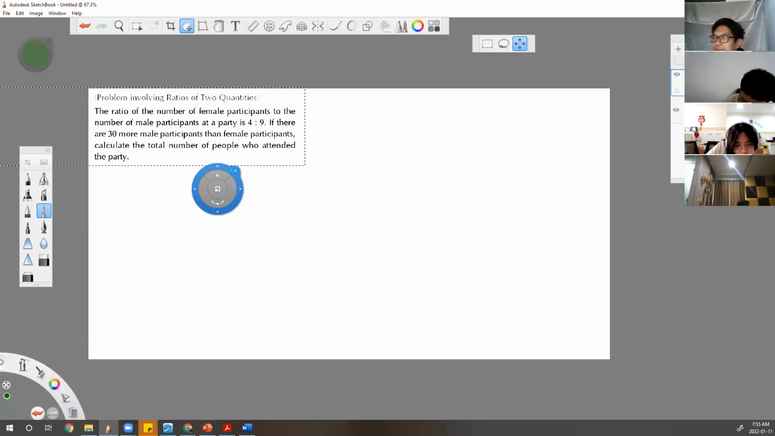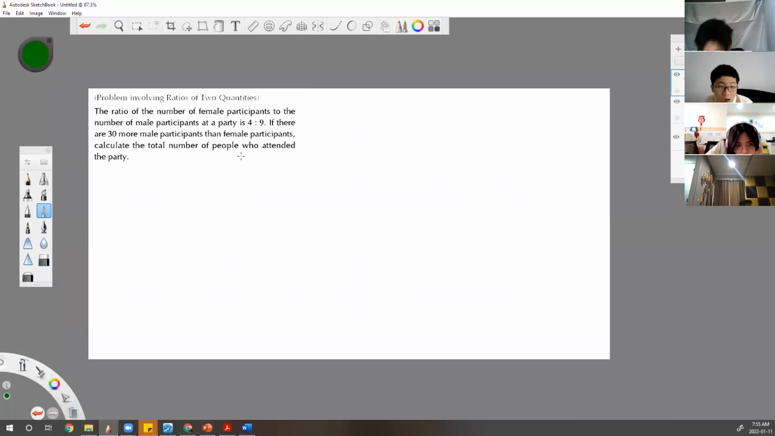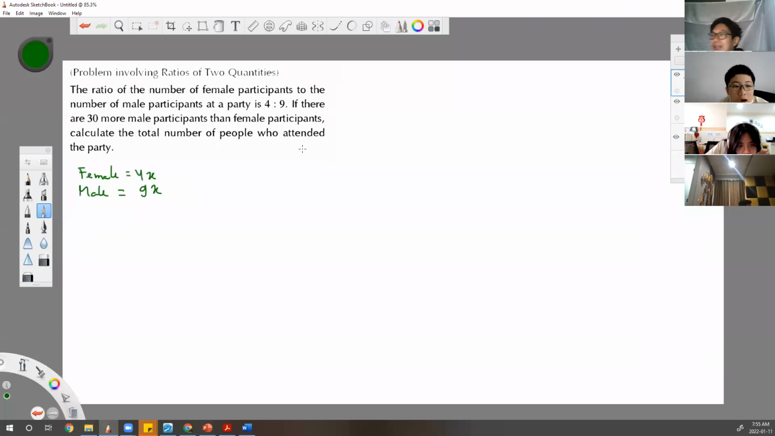The ratio of number female to male is 4 by 9. Jadi 4 by 9 ya. So female for X. Kok pakai X? That's the question. Kenapa pakai X? Soalnya female sama male itu bisa bukan 4 people and 9 people. No. Dia gini logiknya: female to male is 4 by 9.